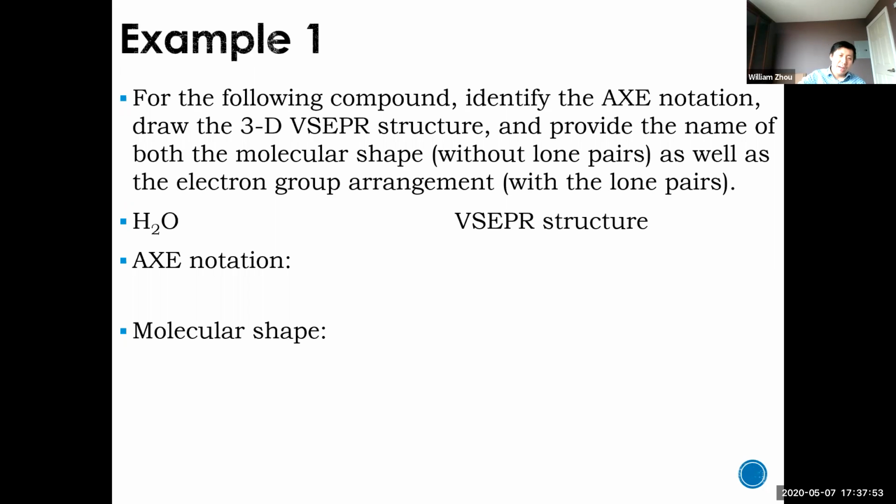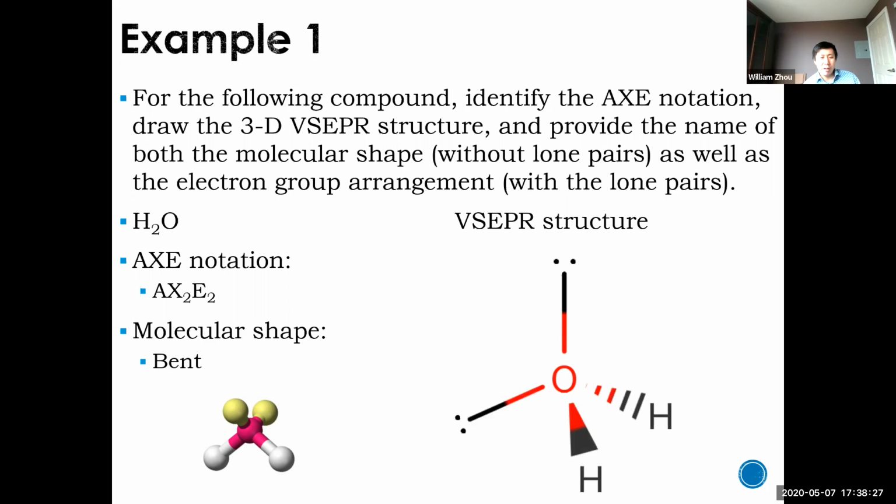So in order to do that, you have to draw the Lewis diagram first, right? Because if you don't draw the Lewis diagram, you wouldn't know what the AX notation is, and if you don't know how many things are attached to the middle atom, you can't draw VSEPR. So if you draw water out, H2O, you should realize that it is AX2E2. Okay, we already did water previously, so it is AX2E2. And that translates to a bent structure. Okay, so what would the VSEPR structure be?